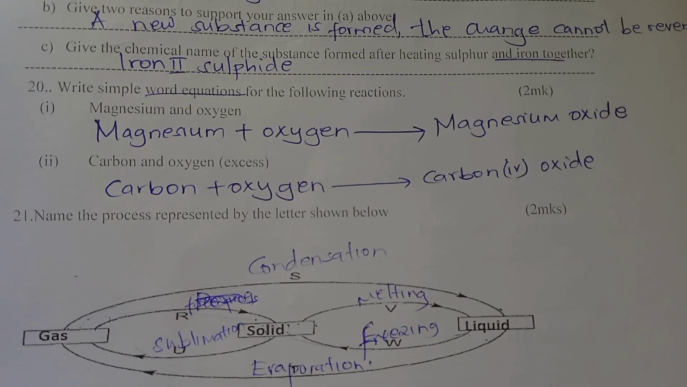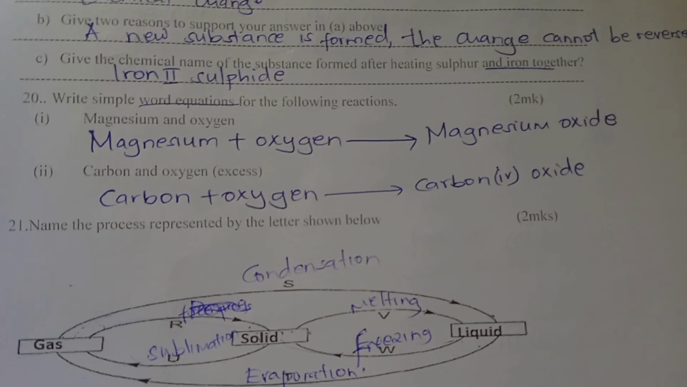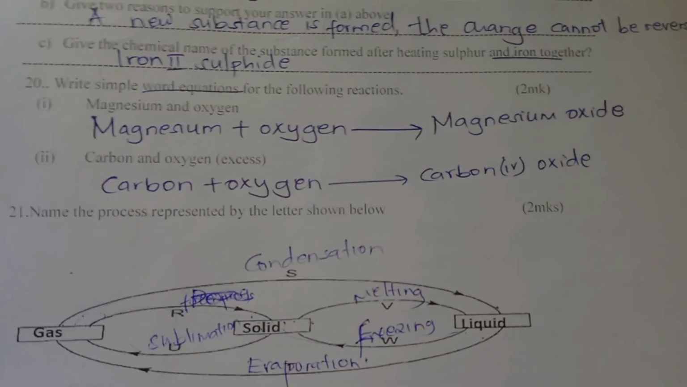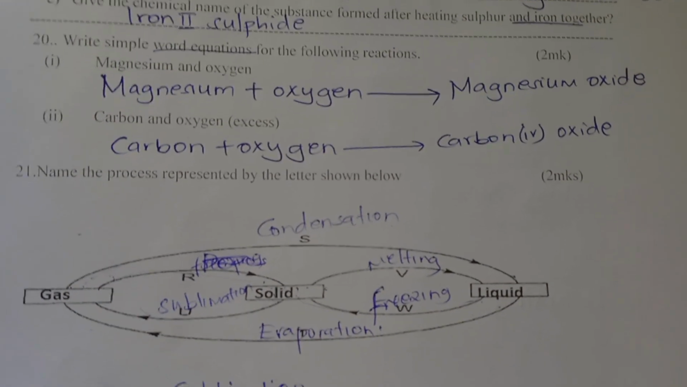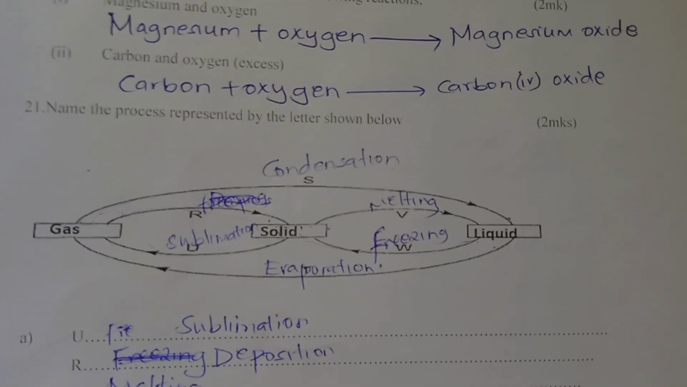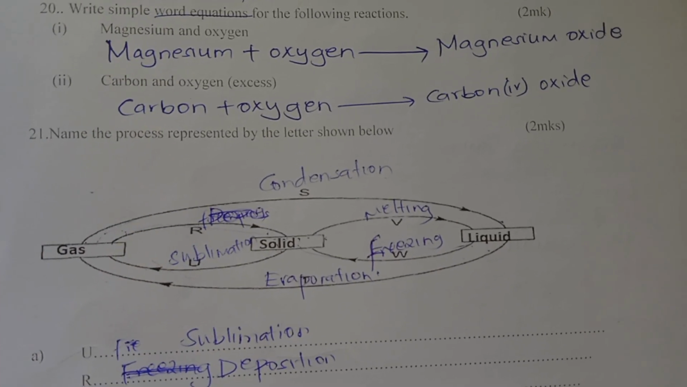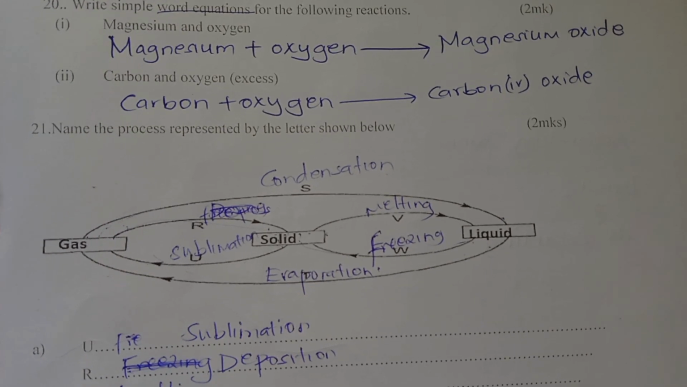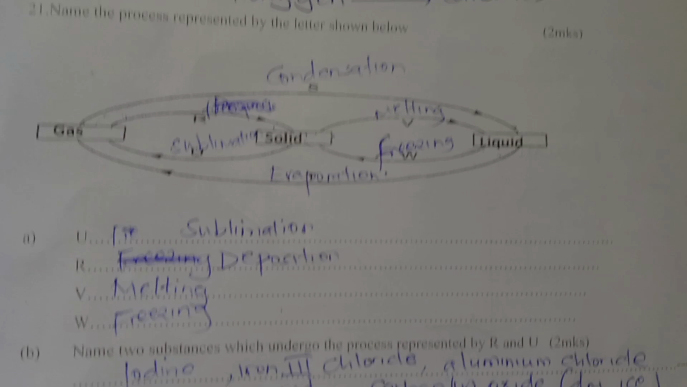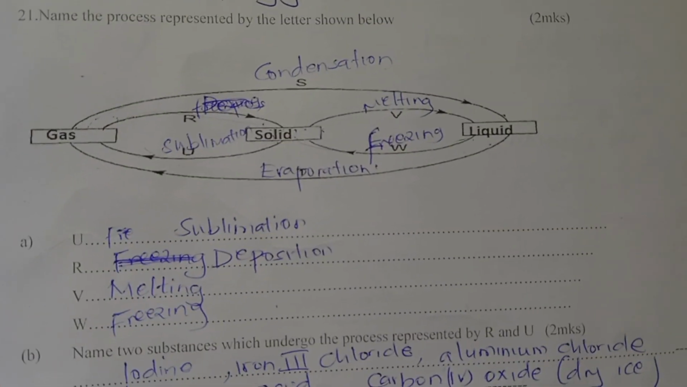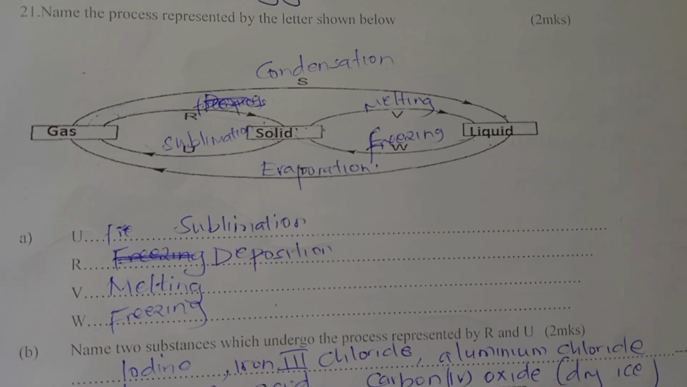Give 2 reasons to support your answer. I have given the reasons already. Give the chemical name for the substance formed, that is iron II sulfide. Write a simple word equation for the following: magnesium plus oxygen, of course it will give magnesium oxide; carbon plus oxygen gives carbon IV oxide. Name the processes represented by the letters shown.